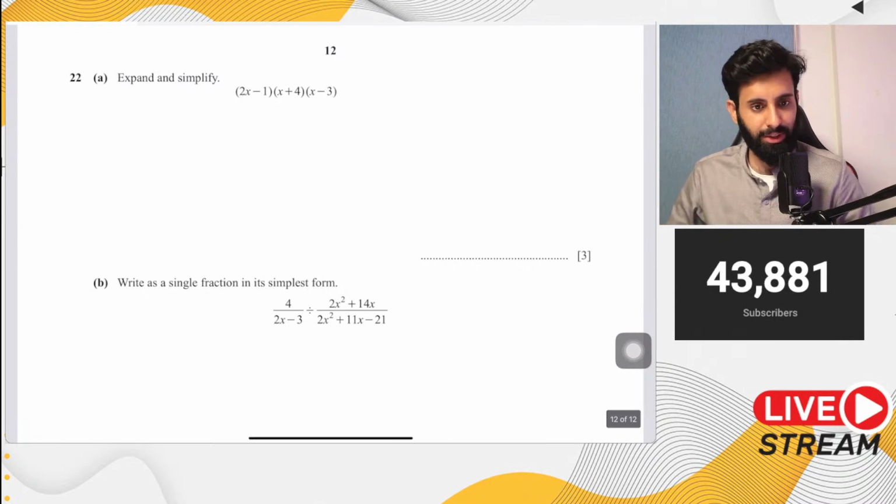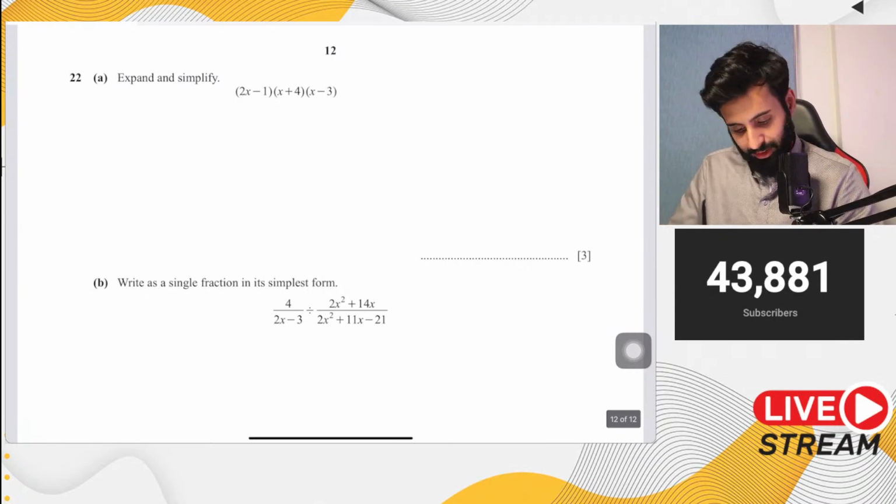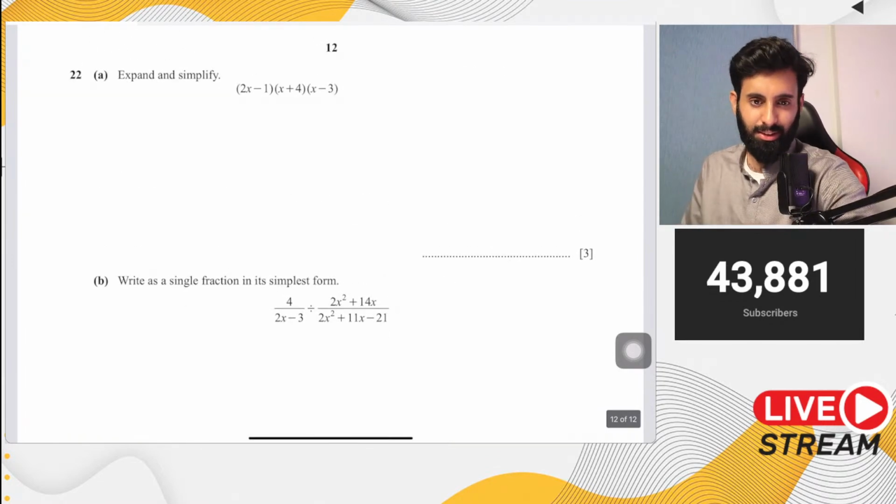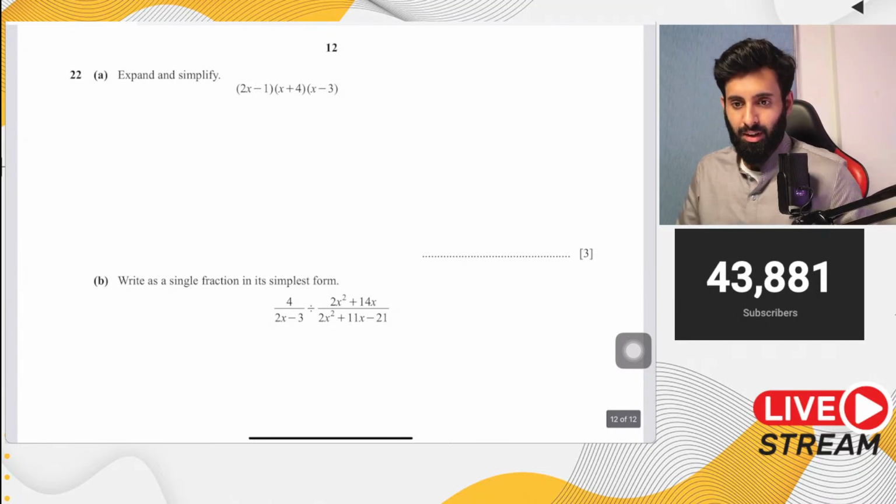Okay, question number 22, part A, last question. So it says here expand and simplify. This is an easy question. You guys can solve it in like a heartbeat. Well, not literally, but metaphorically speaking.